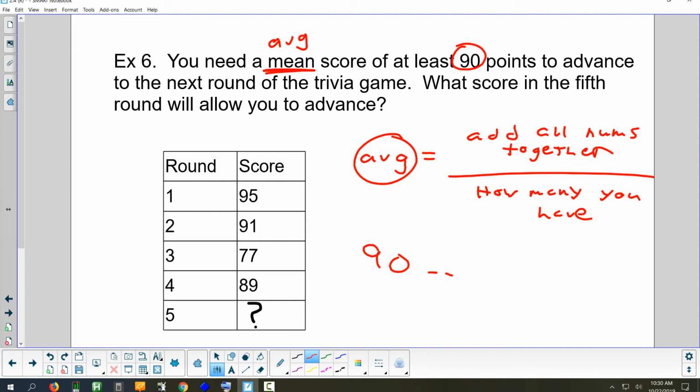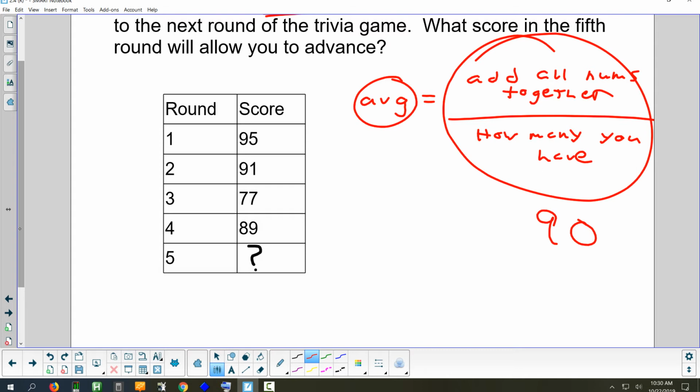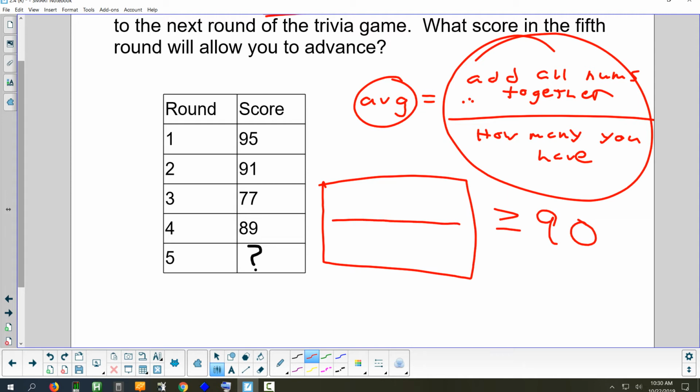So we want it, let's write it this way. So that number is a 90. I'm going to put it on that side. That's going to be easier. Now we want our average. We're going to do a calculation in this box. What the calculation is going to be is what we have right here. And we want it to come out more than or equal to 90. So, let's find our average.